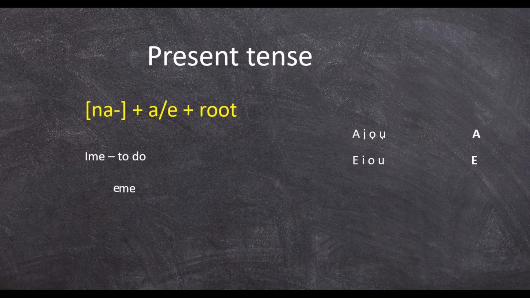Oh, ignore the R that was flashed. I didn't change my animations, sorry. But E is what we need. Now we have eme. Now just bring down the na with a hyphen and you have neme, and that is doing or do. Nemeya, I am doing it, or I do it. Nemeya, I am doing it.